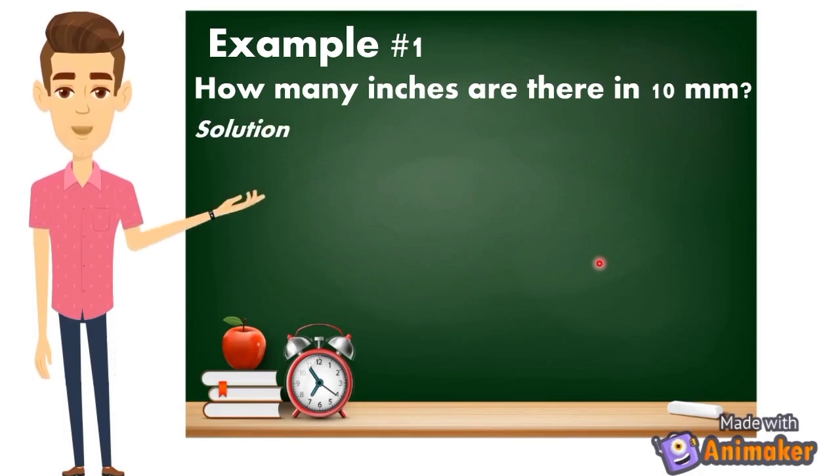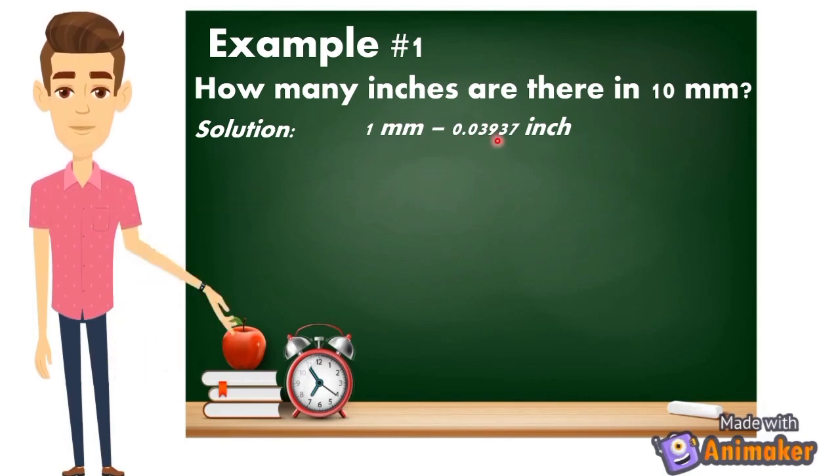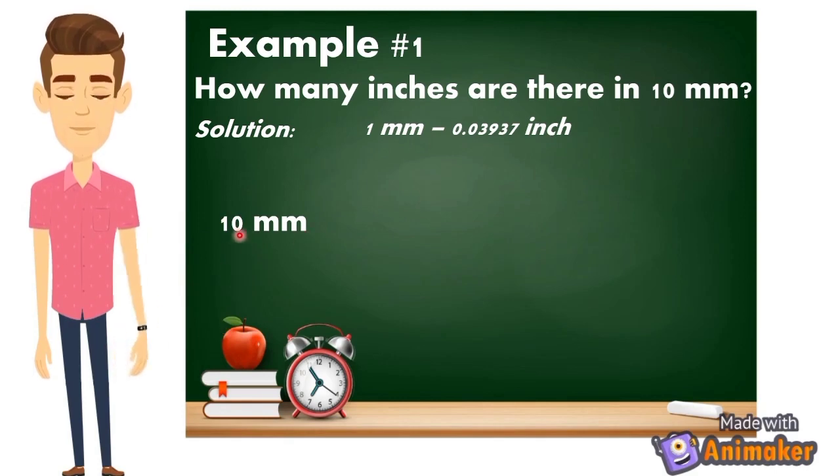Okay, so this is the solution. So please take note that in 1 millimeter, there are 0.03937 inch. Okay, tandaan po natin yan ha. This is given that in 1 millimeter, there are 0.03937 inch. So how we're going to compute for this one? Paano natin kukumputin? So, please take note that we have 10 mm na given na kailangan natin siya i-convert into inches. So, ilang inches ba meron sa 10 mm?